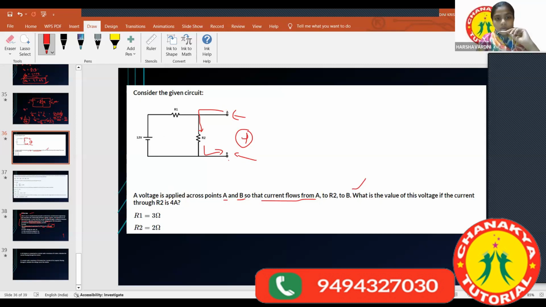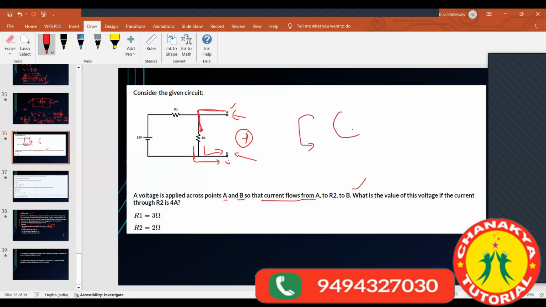They are applying an external voltage across the points A and B, so that the current flows from A. Once you start applying voltage, it means the flow of electrons will be there, so the current is flowing from A. It reaches resistor R2, goes out from R2 and reaches B at the end. Basically it's like a cycle. So what is the value of this voltage?